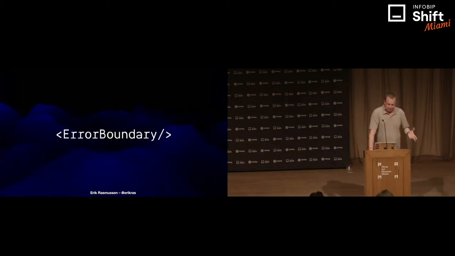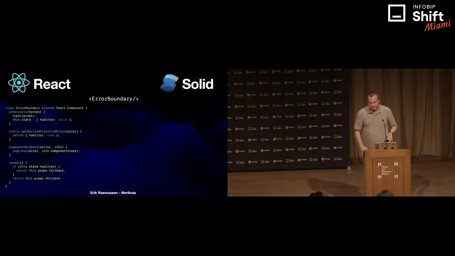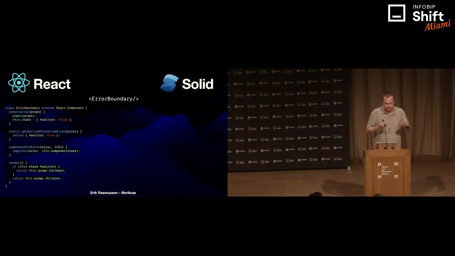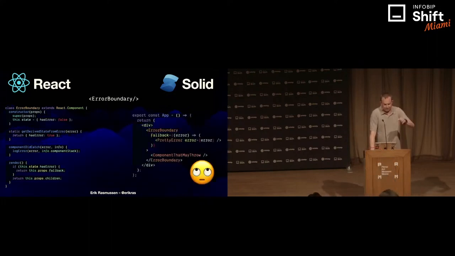All right, error boundaries. In React, the React docs very kindly provide us with this source code for, I think, the last class component in all of the React docs. And their instructions are to copy and paste this into every single one of your React projects. OK, fine. Solid is like, we implemented that. Here, just import it and use it. I don't know what React is doing.